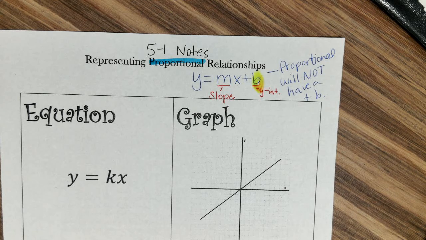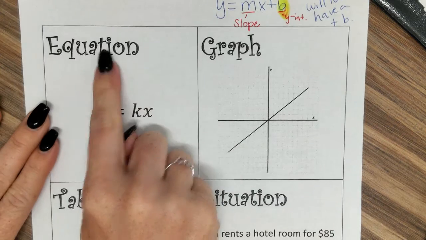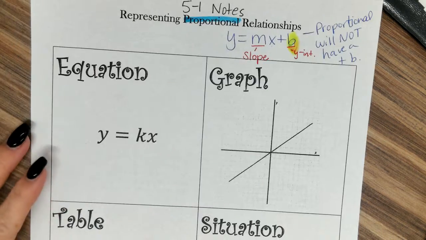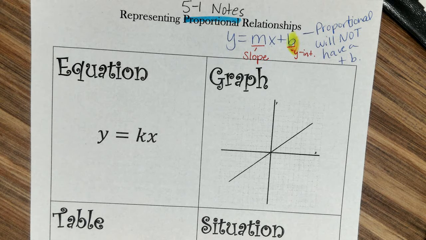All right, so the whole point of today's lesson is so that you can say, yes, something's proportional, or no, it's not. What's the point of today's lesson? To say, yes, it's proportional, or what? Or no, it's not. So you're going to be able to look at an equation, a graph, a table, or a situation and say, yes, it's proportional, or no. So I'm going to teach you how to see if it's proportional. That's the whole point of today.